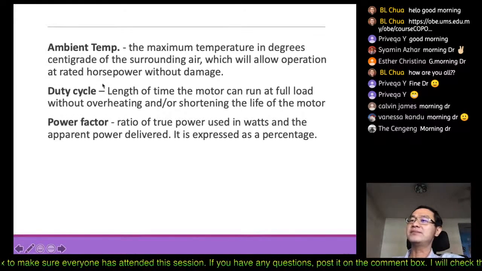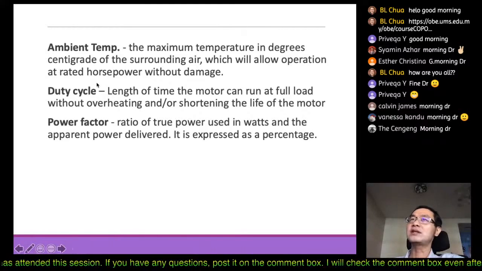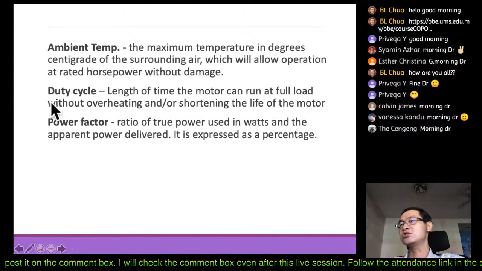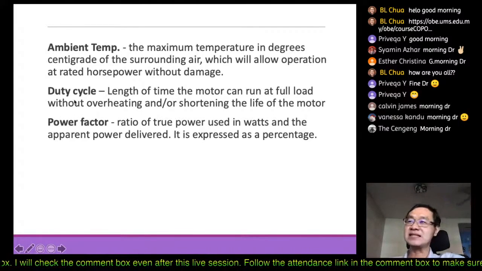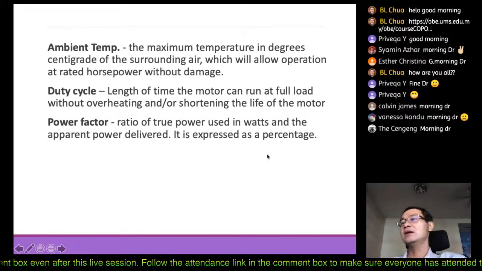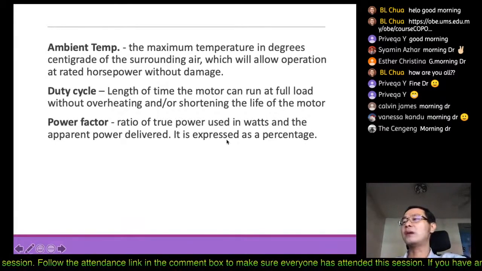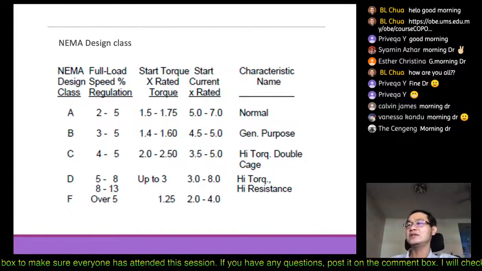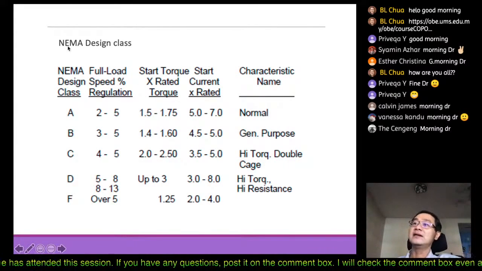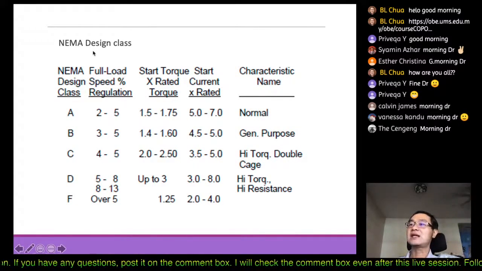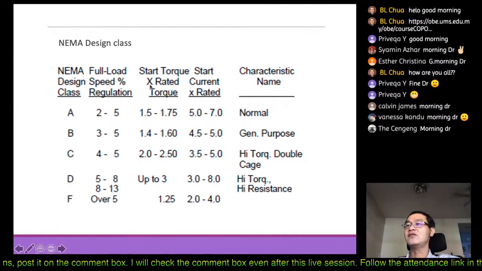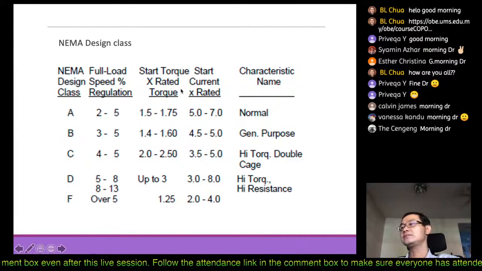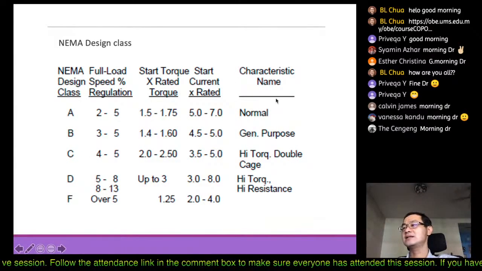So again, this is the characteristic of the motor. If you intend to run the motor at full speed for very long hours, then you have to consider this duty cycle and these parameters in your selection as well. Then also the power factor, the ratio of true power used in watts, delivered in terms of percentage. This is how you can see the typical NEMA design class, class A, B, C, D, F, with the full load speed range, and this is how you can characterize it.